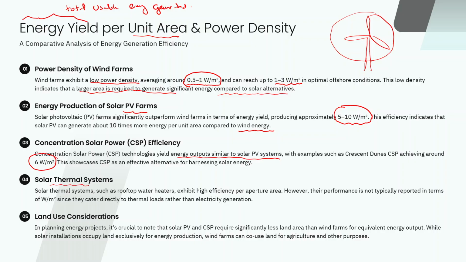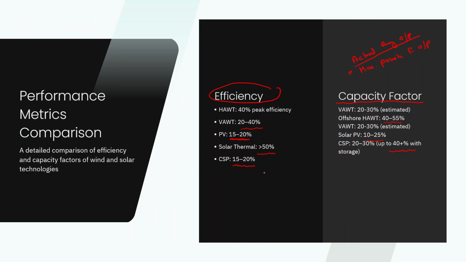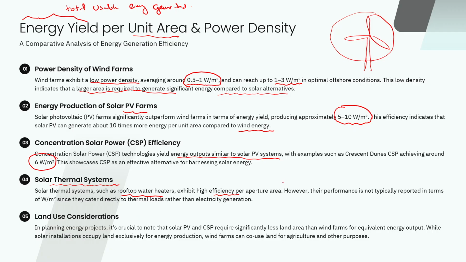Talking about solar thermal systems, basically used for heating purposes like rooftop water heaters, they exhibit very high efficiency per unit area, right? So you have seen here the efficiency is very high, even greater than 50%, because there's no conversion to electricity here, right? But because there's no electricity generation done by these systems, there's no such numbers in watts per meter square or power density. So they basically use the direct thermal, rather than creating electricity.